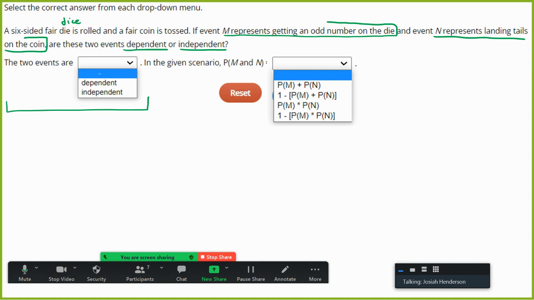When I roll the dice and when I flip the coin, do you think those are going to affect each other or not affect each other? Are they dependent on each other or not dependent on each other? Are they independent? What do you think?